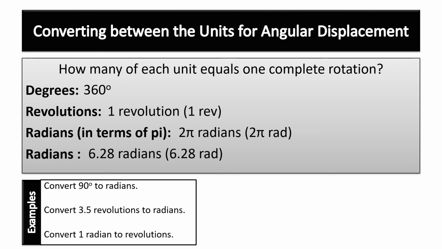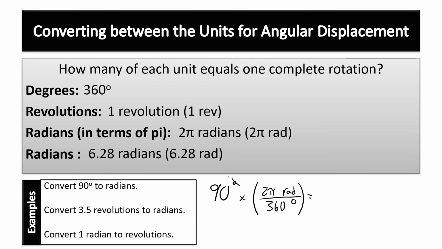So the way I do it, I always do these the same way. I write the thing that I want to convert, then I set up my parentheses. I had degrees in the numerator here, and I want degrees to cancel out, so I put it on the bottom, and I put radians on the top. So how many of one thing is equal to the other? 360 degrees is equal to 2 pi radians. That's the conversion factor.